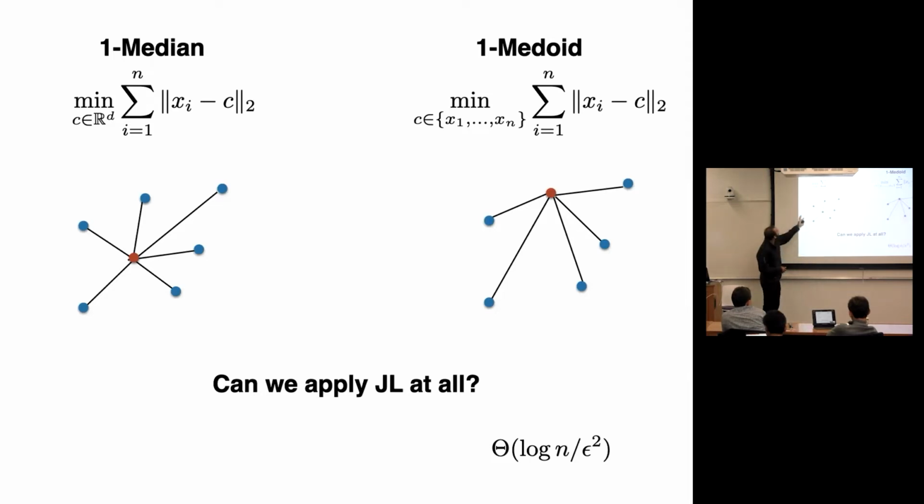Now for the median problem, it's not so clear whether you can apply the theorem at all, right? The reason is that this center is arbitrary, and Johnson-Lindenstrauss doesn't say that you can preserve all the possible centers. Nevertheless, you want to say that for the minimizing one, you actually do preserve the cost. And in fact, what I'll tell you in this talk is that there are techniques that let you do much better than what you could do in the medoid, just because the center was arbitrary.